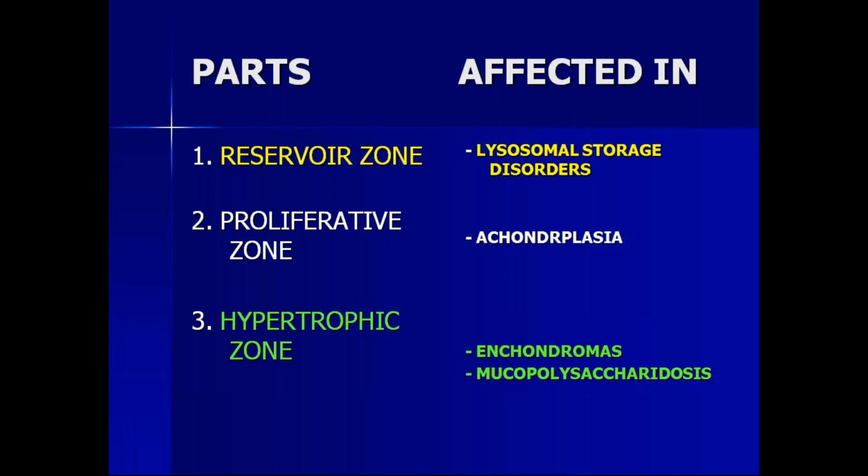So you have different problems in different areas. In the germinal zone or reservoir zone, a defect leads to lysosomal storage diseases like Gaucher's disease. In the proliferative zone, you have achondroplasia, which is a problem in endochondral ossification. And in the hypertrophic zone, you have enchondromas and mucopolysaccharidosis.